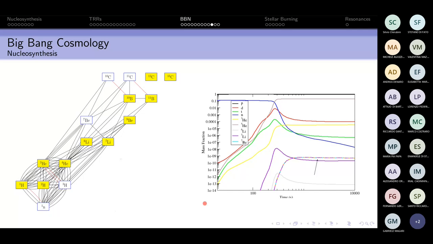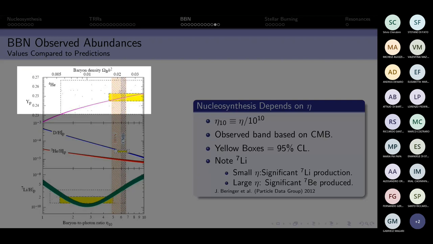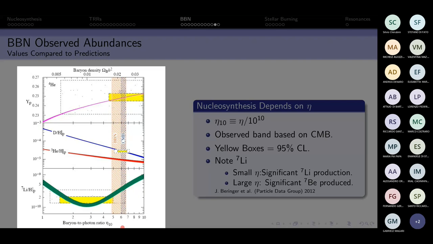We can make a figure like this. Take a look at the bottom, baryon to photon ratio. If I change the baryon to photon ratio in my calculation, I can determine the ratio of, say, lithium 7 to hydrogen using my nuclear reaction network. I know how much hydrogen came out the end, and I know how much lithium 7 came out the other end, and it depends on the baryon to photon ratio. I can also determine how much helium 4 comes out, how much deuterium comes out, and how much helium 3 comes out.